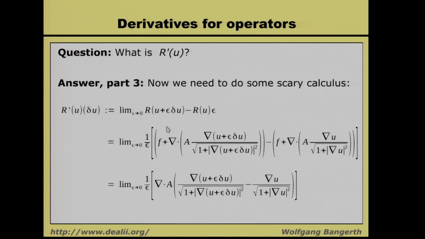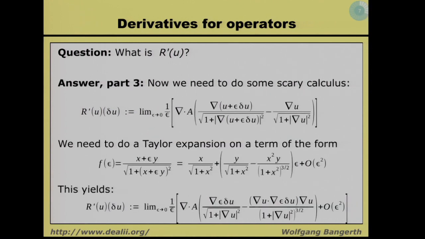So I have 1 over epsilon here that goes here, and then I'm just going to replace r of u plus epsilon delta u and r of u by the definitions. This is f plus this whole term, and everywhere where u appeared, I need to replace it by u plus epsilon delta u minus r of u. That's this thing here. So the first thing is these f's already cancel. I have a divergence of a times something, and a divergence of a times something. I can pull this out, so I get a divergence of a times the difference between these two fractions.